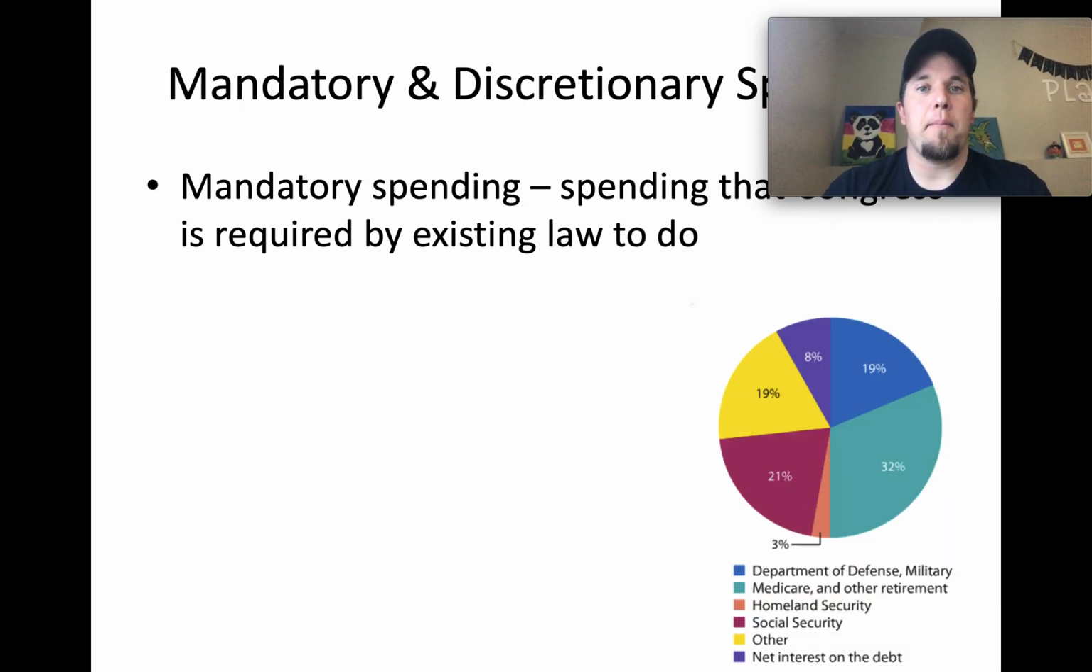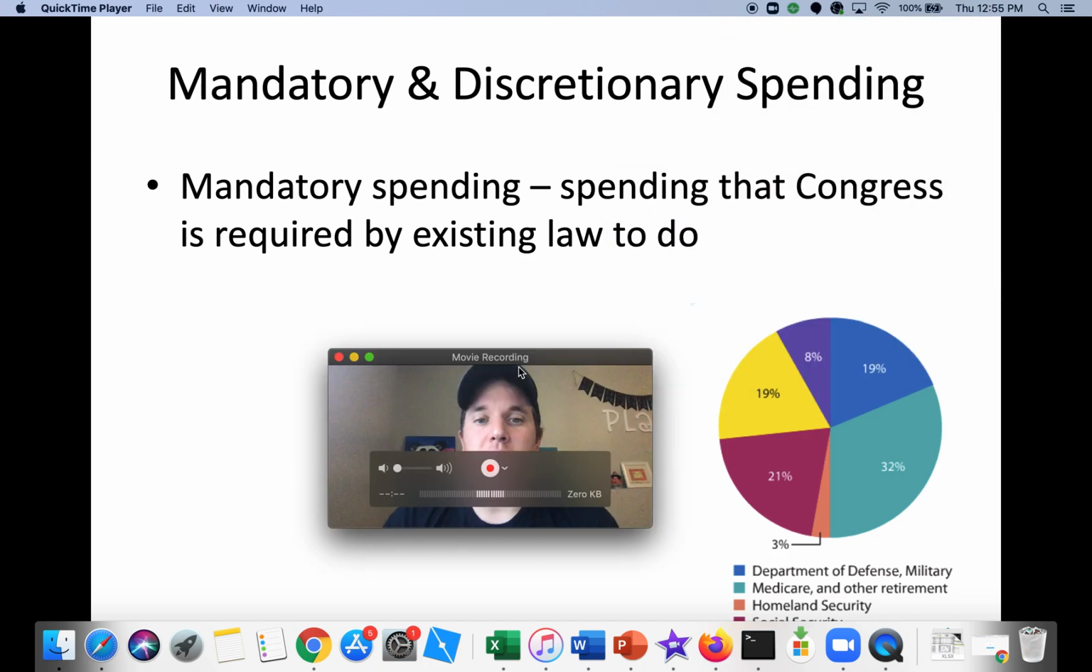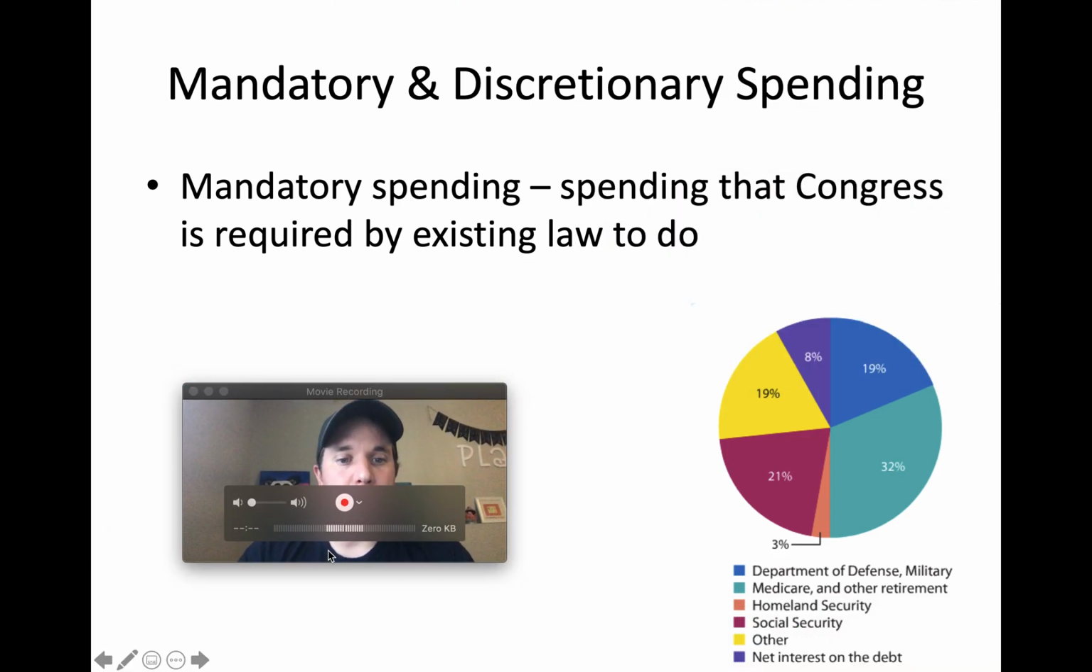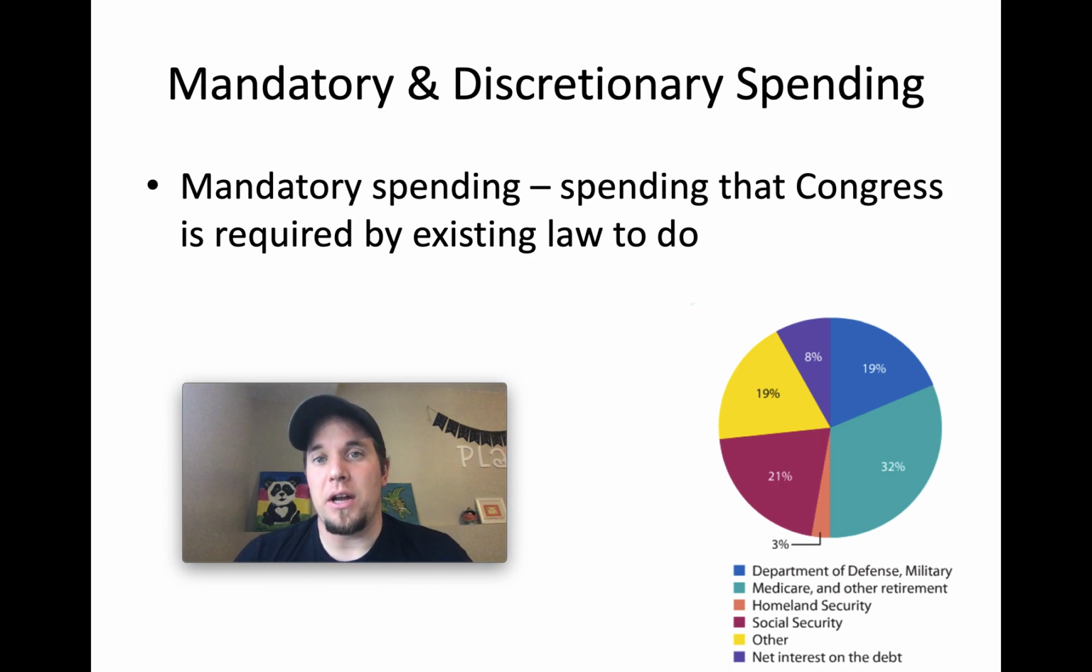So we have something called mandatory and discretionary spending. What that means is that this mandatory spending has to be included in the budget and it has to provide money for the different accounts that are in there. For instance, if you look at the budget here, you can see where the majority of the revenue from the collected taxes is being spent. Mandatory spending, Congress is required by existing law to do it. They have to spend money in this category.